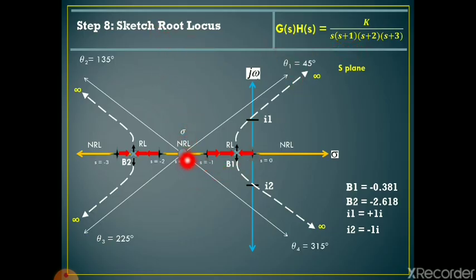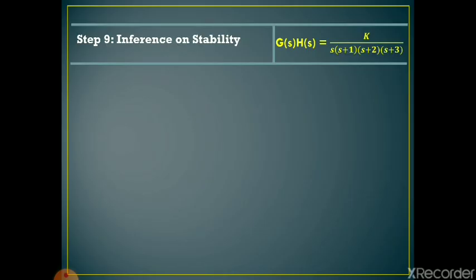That is, root locus tells us how the poles of the system move around in the S-plane for different values of k. If we keep on changing the value of k, then the location of the pole is going to change. But how that is going to change, that we will know by sketching the root locus. So now coming to the last step, inference on stability.